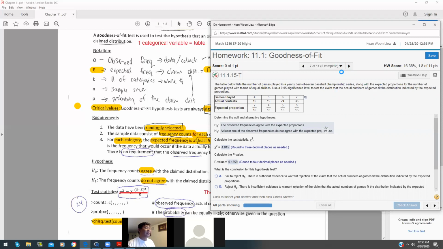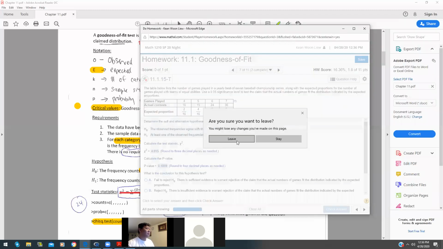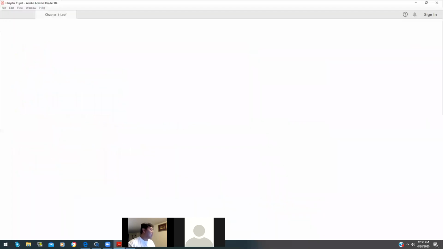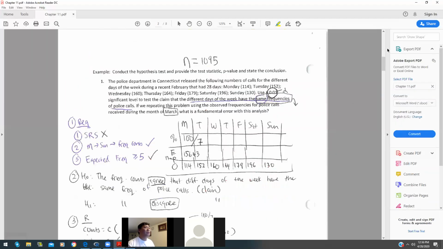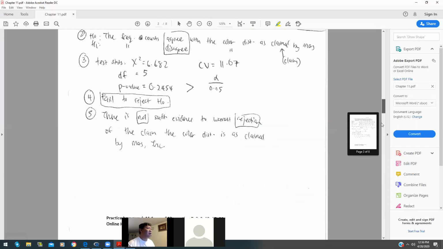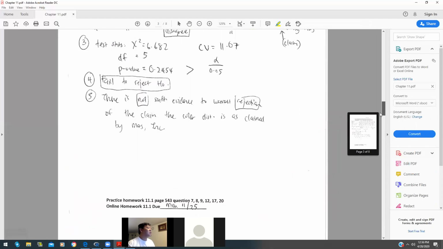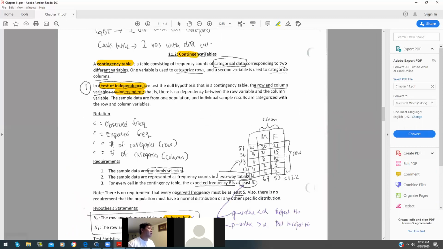This is the goodness of fit test. This is pretty much very simple. Let me just exit out. So we're going to talk about 11.2 now. 11.2 is talking about tests of independence and tests for homogeneity. We call it a contingency table.